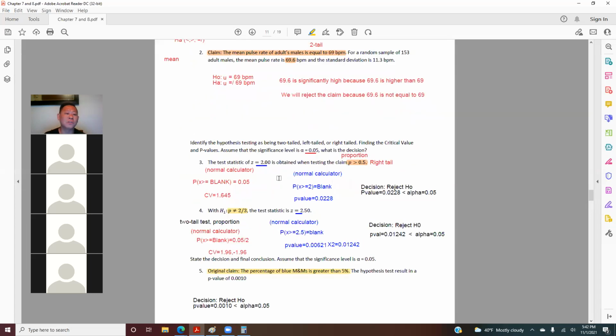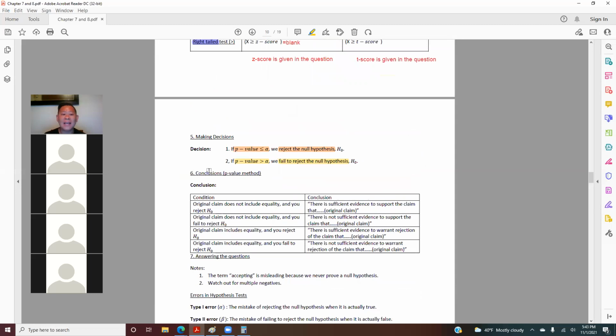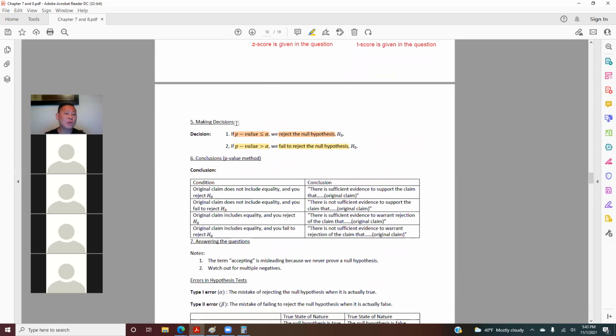So we got the decision. Now we do the conclusion. This is the last step we're going to talk about. So step 5 is the decision. Step 6 is the conclusion. So this is the third table. This table is the most important table of all. I would recommend, if you need to put something on the cheat sheet that you can bring, number 5 and number 6 is what you need to do.